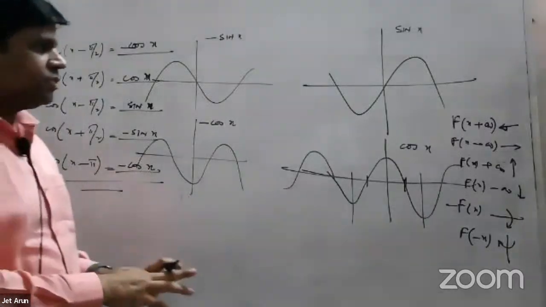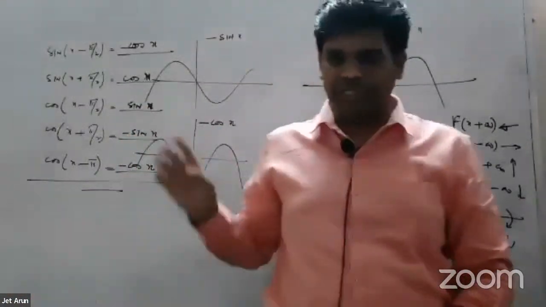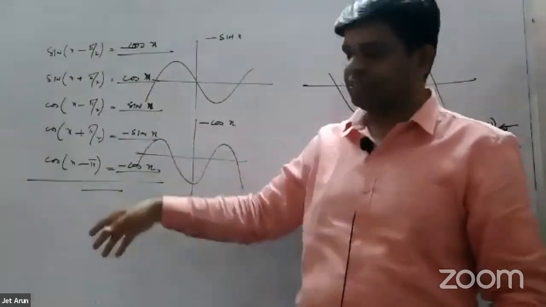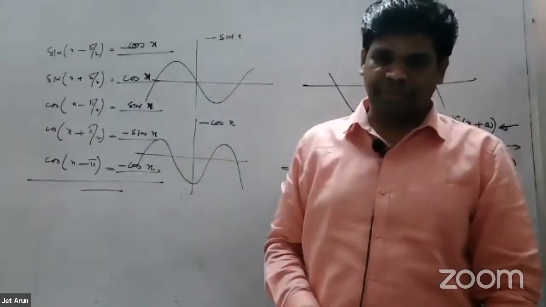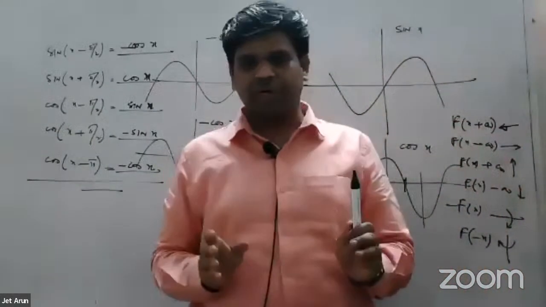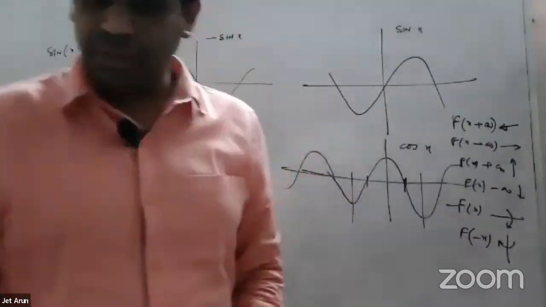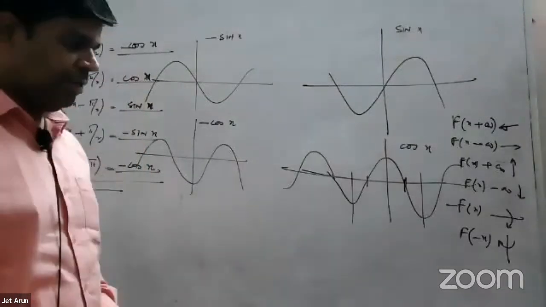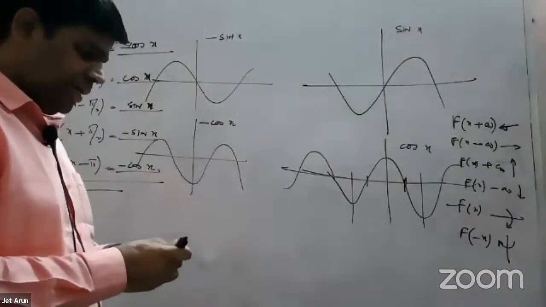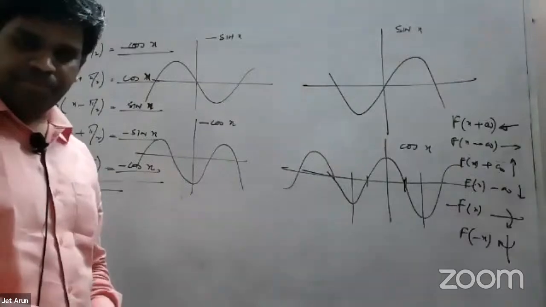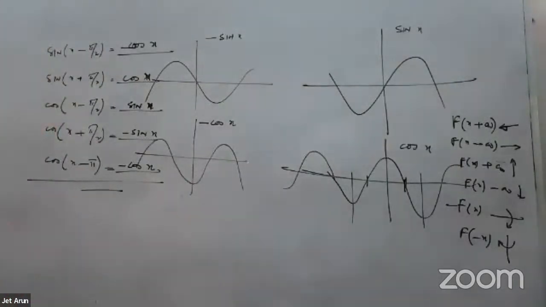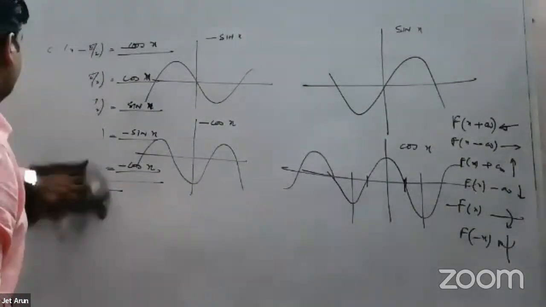So such transformations you can quickly do if you just know these 4 graphs. Same thing goes with tan and cot. If you just know tan and cot, you can do the transformations very quickly. Now, let's move on to differentiation. What we did yesterday at the end was just a quick revision of what I intend you to master.